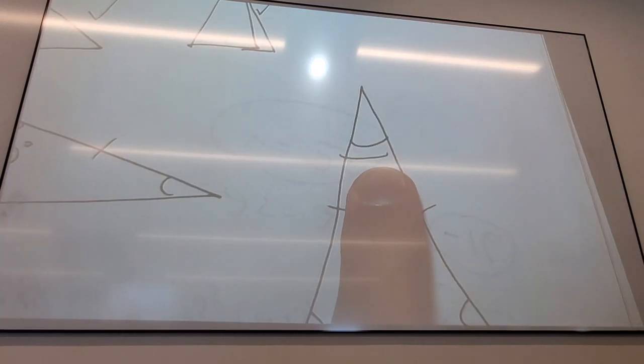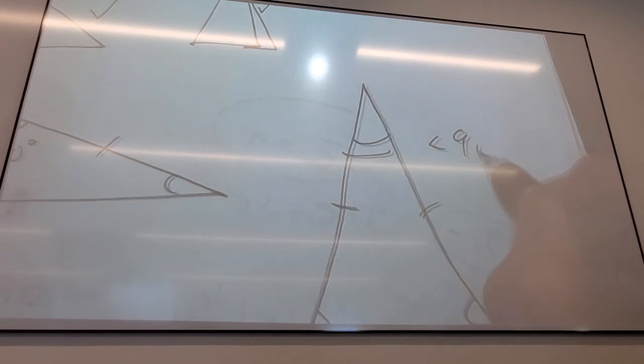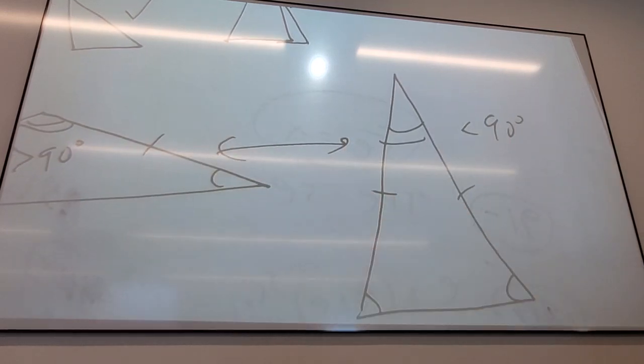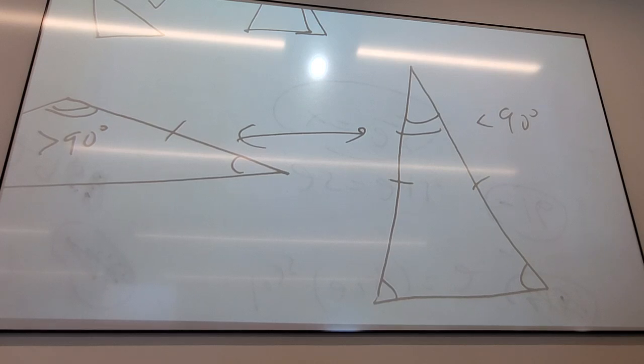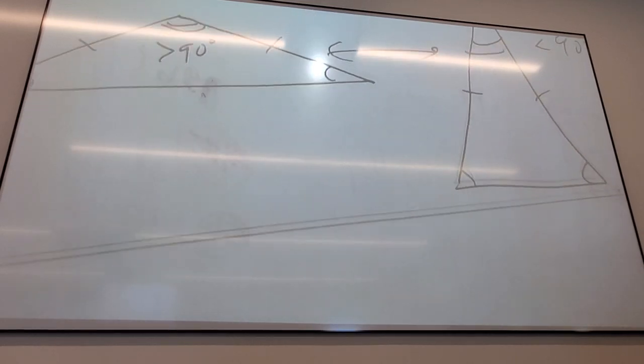This angle here is now how related to 90 degrees? Smaller. Smaller than 90 degrees. So somewhere in between the two, there must be a place where it's exactly 90 degrees. And it's still the same isosceles triangle. It still has the same side lengths here. So therefore, there is an isosceles triangle that is also a 90-degree triangle. I like it.